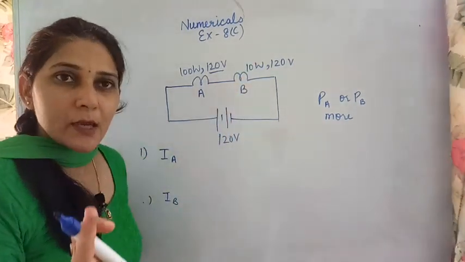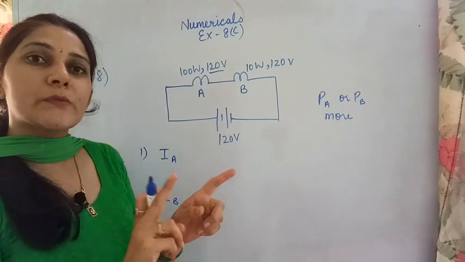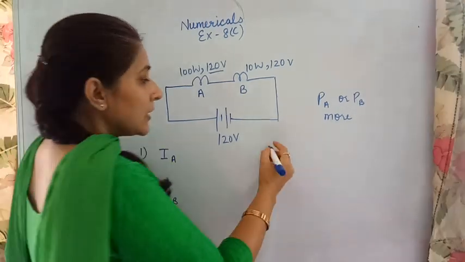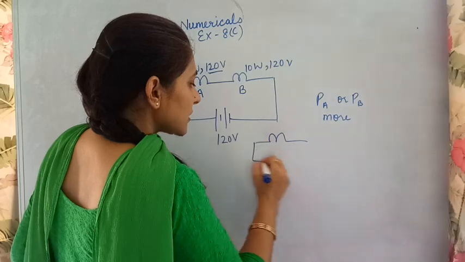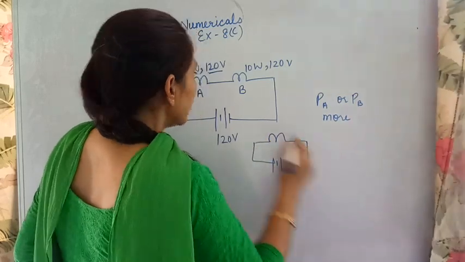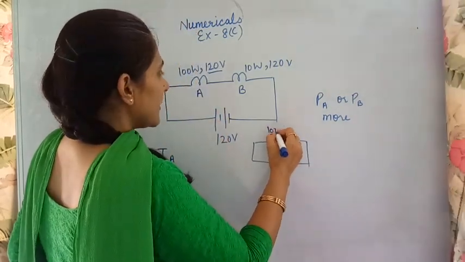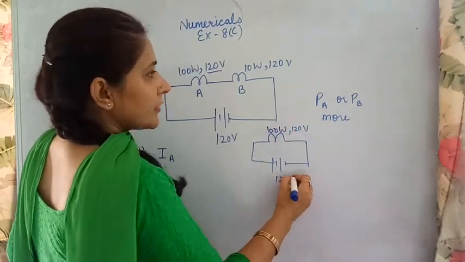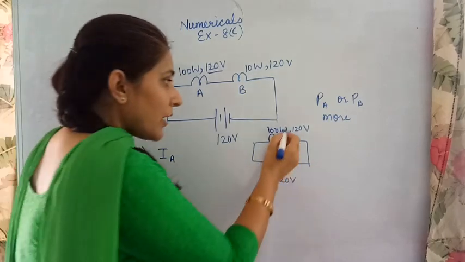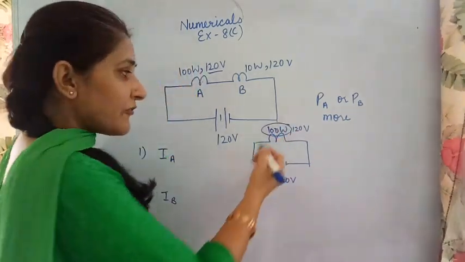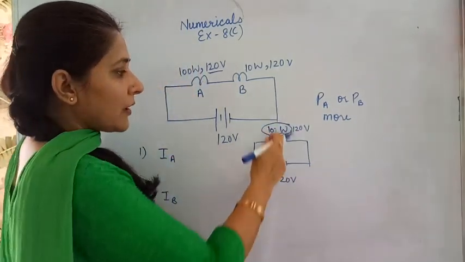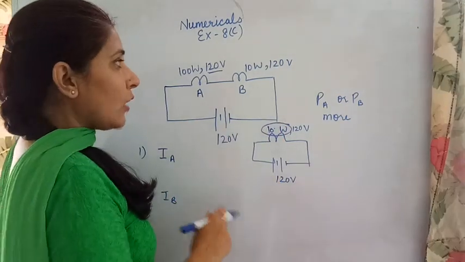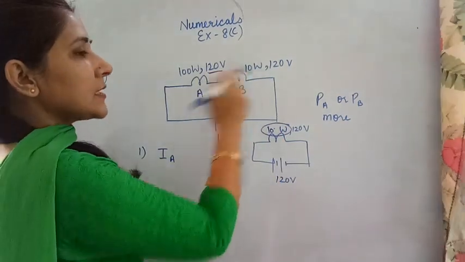But this is the scenario when they are individual bulbs in the circuit. It means if one bulb is used across the source, this is our bulb A, 100 watt and 120 volt, and this source is 120 volt, then power consumed would be 100 watt, or if we used the 10 watt one instead, power consumed would be 10 watt. But now these two bulbs are connected in series.